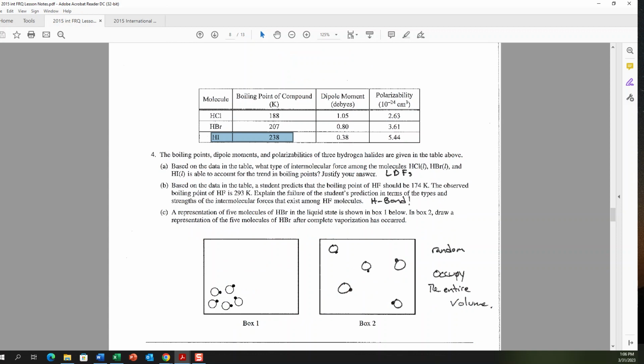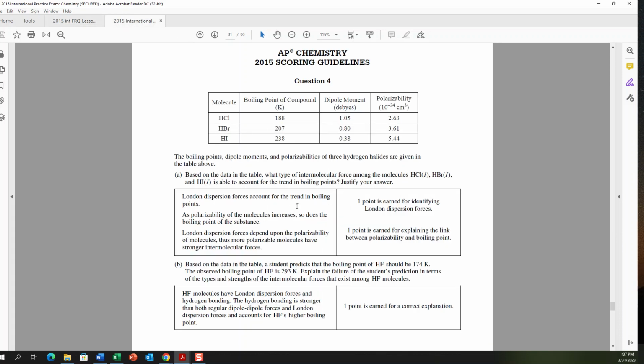Okay. Based on the data table, a student predicts the boiling point of HF should be 174. Obviously, they're going to be wrong because what can HF do? HF can hydrogen bond. Okay. But when they looked at the boiling point, it's actually higher than all of them. Okay, explain the failure, and it's because HF has hydrogen bonding, right? HF has hydrogen bonding, okay?